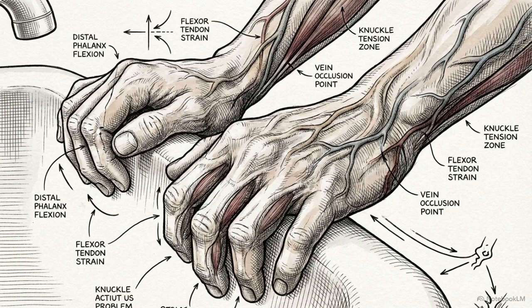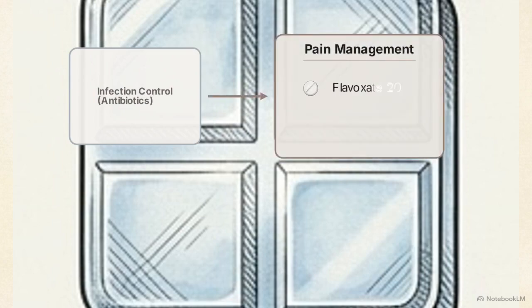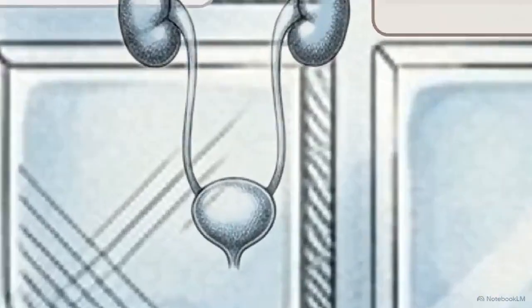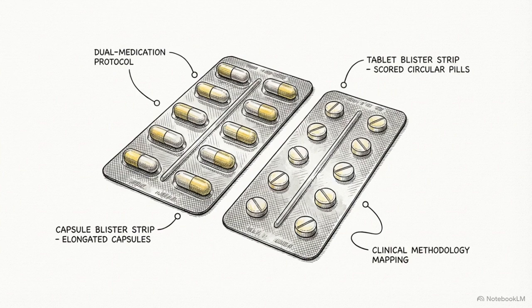The antibiotic will eventually clear the infection, but the patient needs immediate relief from the severe pain of bladder spasms today. To stop those spasms, we add a pain management note, flavoxate 200 milligrams, also taken twice a day. This acts as an antispasmodic to relax the bladder muscles. This dual medication approach neutralizes the biological root cause while immediately stopping the patient's suffering.